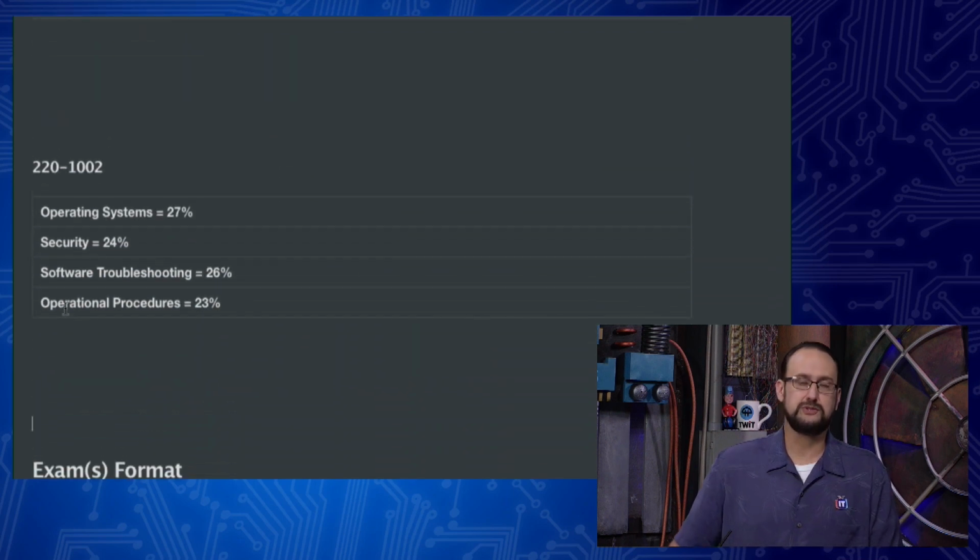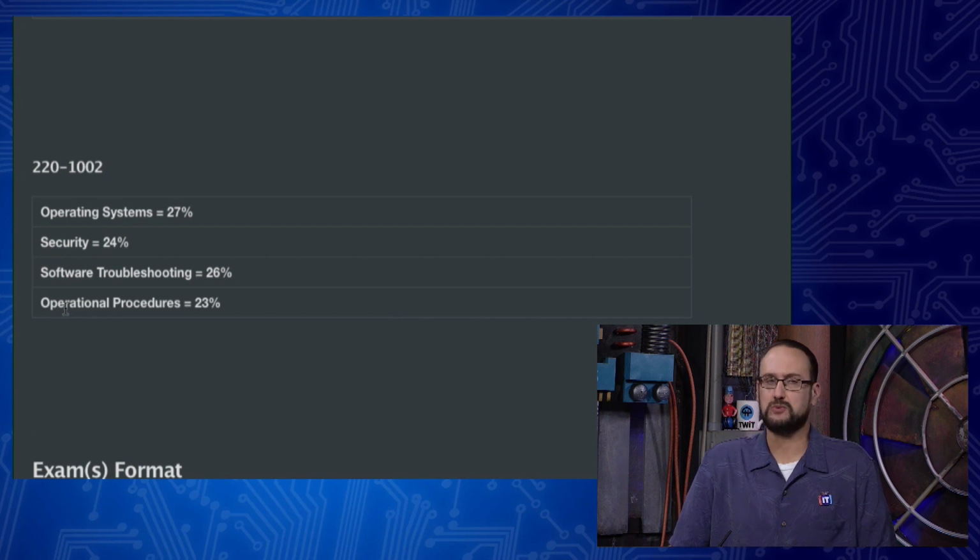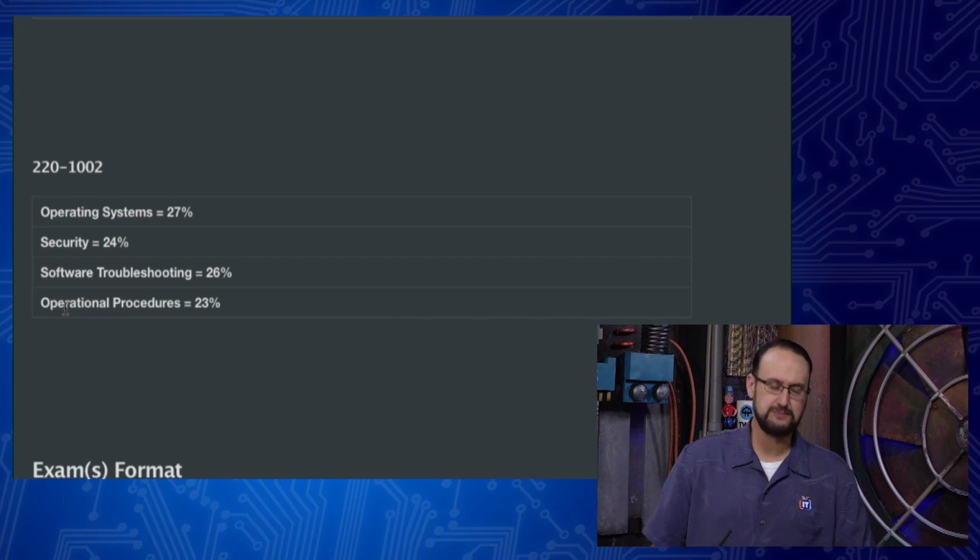In the 220-1002 exam breakdown, if we look at the objective domains, you will see that operating systems takes up a good portion of this breakdown, 27%, with security being 24%, software troubleshooting being 26%, and then last but not least, operational procedures at 23% of your overall exam.